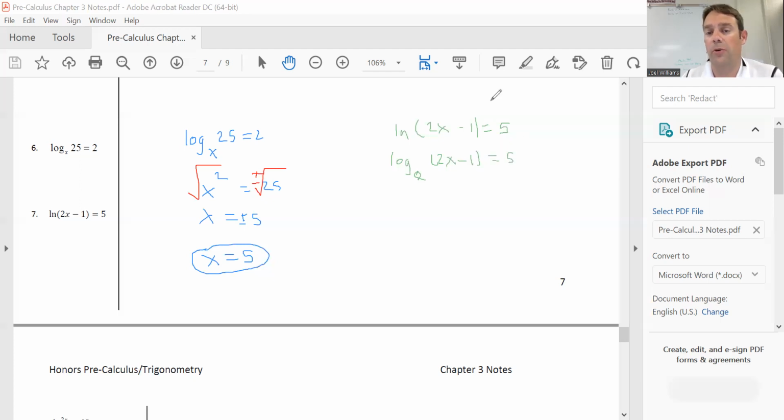It's a lot of fun to try to write with the mouse on the computer. So now the e is going to stay the base since that's the base of the log. So e to the 5th equals 2x minus 1. Now it's just a matter of solving for x, get x by itself. I'm not going to plug it into my calculator. I'm just going to leave it in terms of e, just like we did with pi. So e to the 5th plus 1 equals 2x. And then I divide both sides by 2, which is the same thing as multiplying by 1/2. And I find out that x equals (e to the 5th plus 1) over 2.